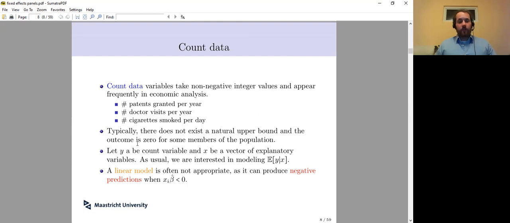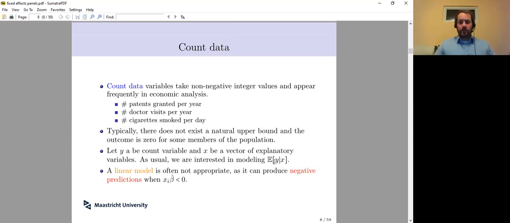Importantly, there is normally not really a natural upper bound. So in principle, you can have 10 million patents per year. Of course, the chance of that is very low. And the outcome is 0 for some members of the population. We will see later that the zeros can actually cause a problem in applications, but we will come to that. Okay, so now let's assume that y is a count variable, so 1, 2, 3, 4, and so on, and we also have a vector of explanatory variables as usual.